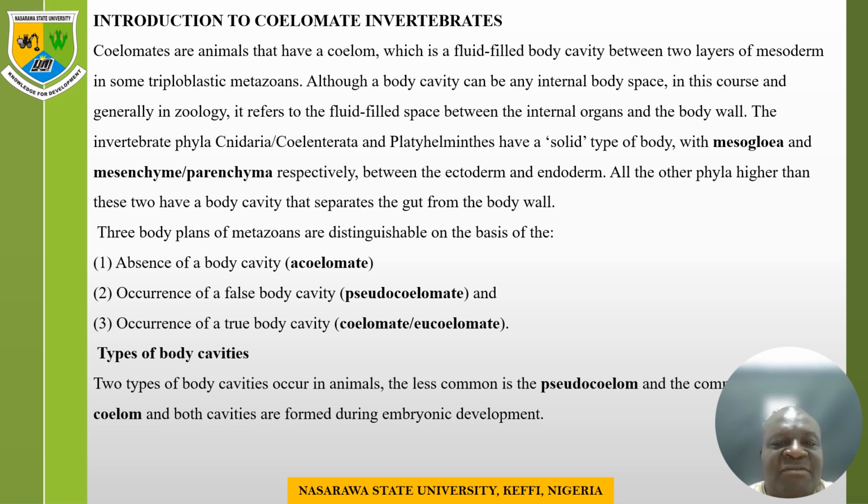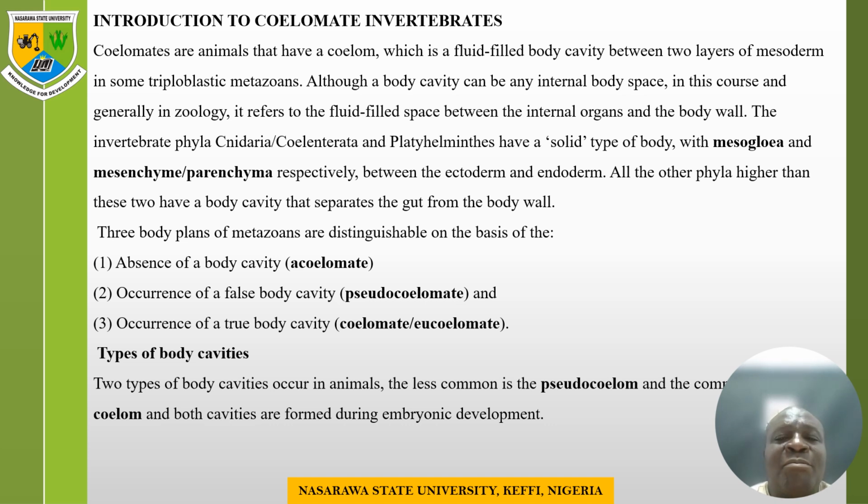There are three body plans of these metazoans that are distinguishable based on the following: first, the absence of a body cavity, which we call acoelomate. Then number two, the occurrence of a false body cavity, which we call pseudocoelomate. And the occurrence of a true body cavity is known as coelomate or eucoelomate. In the survival of these organisms, some of them possess a true cavity, while some of them do not. So whenever we're talking about coelomates, we're referring to organisms that have a coelom.